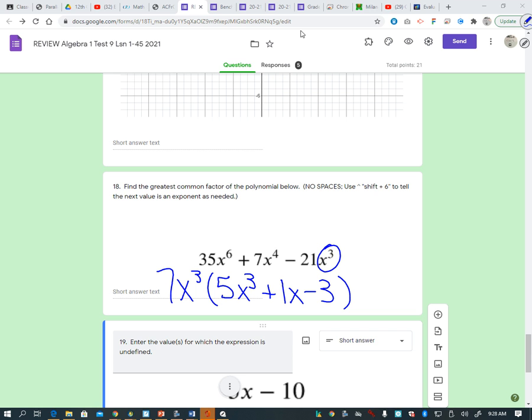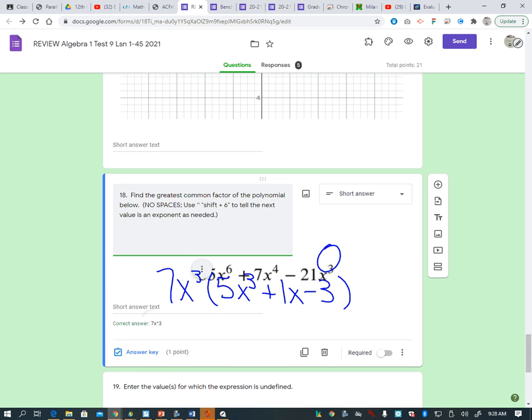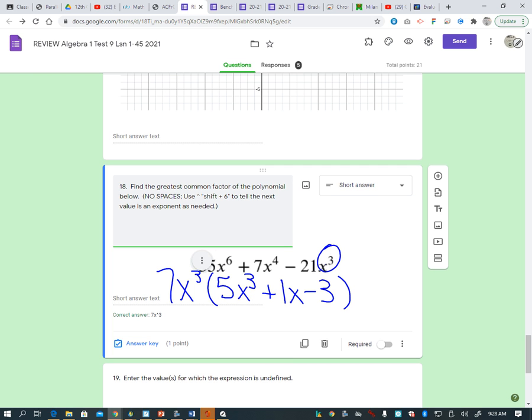Let's see what they have here. All they want is that thing that we took out, which was 7x cubed. So all you need here is this. I don't think I would count it wrong, but all they want to see is the largest thing that I can pull out of all 3 terms. Does that make sense? We need to have our variable exponent right and our coefficient correct.